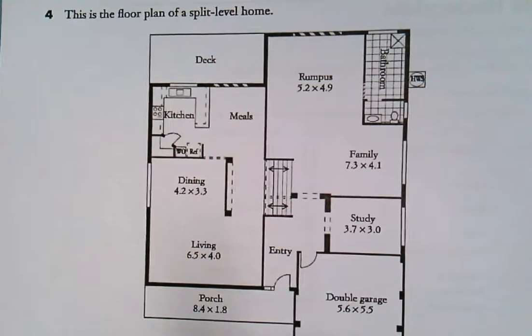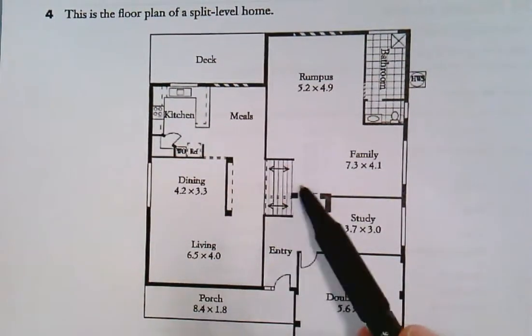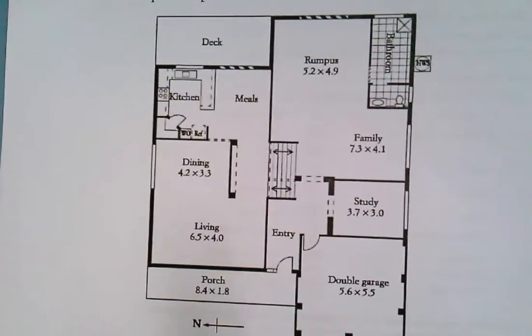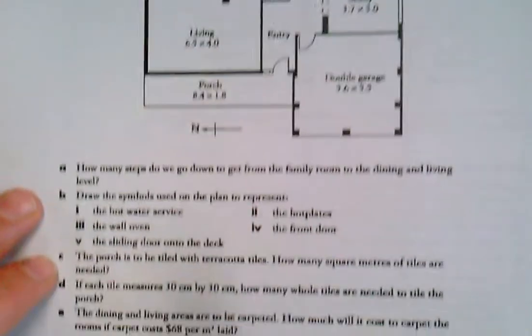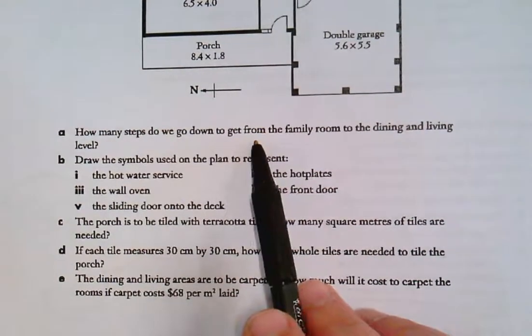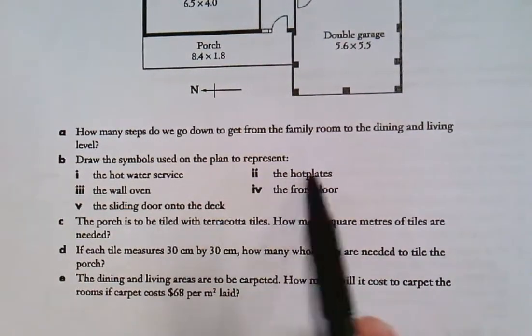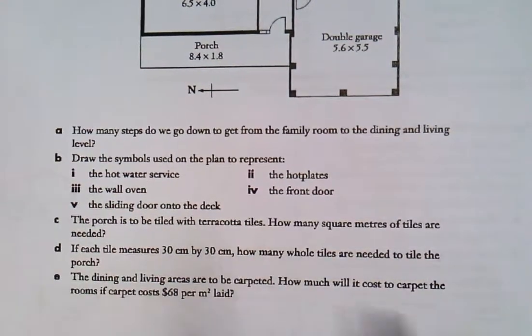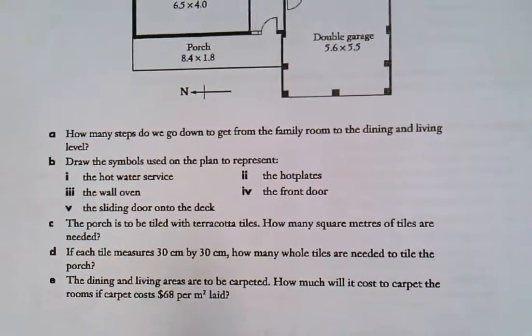Exercise 304, we've got a split level home. The reason it's split level, you can see the stairs here. These are stairs, okay? And you can start answering some of these questions. I want you to have a go at this on your own. You've got to see how many steps there are, draw the symbols for all these things, and then there's some measurement involved here. So have a go with questions A and B.